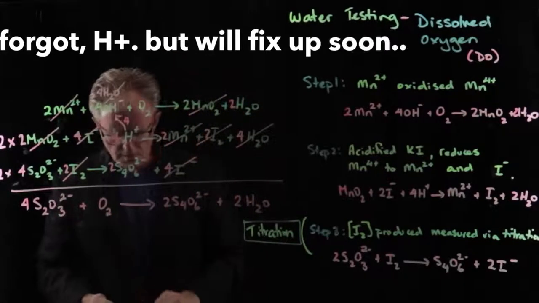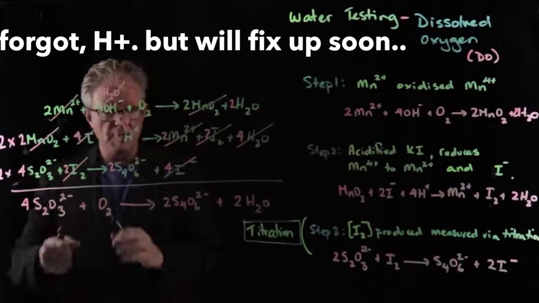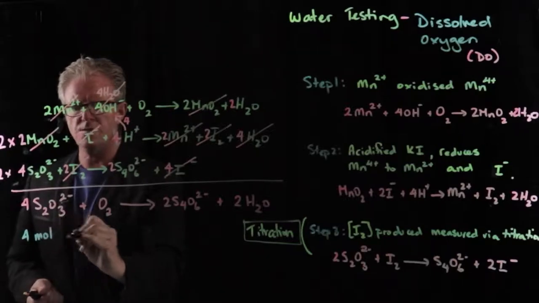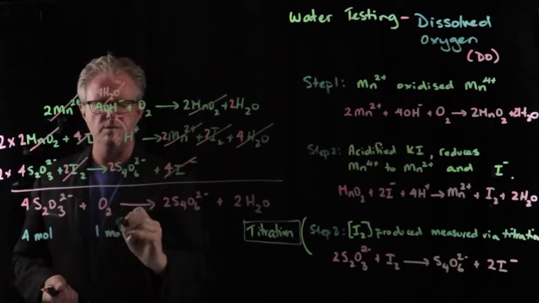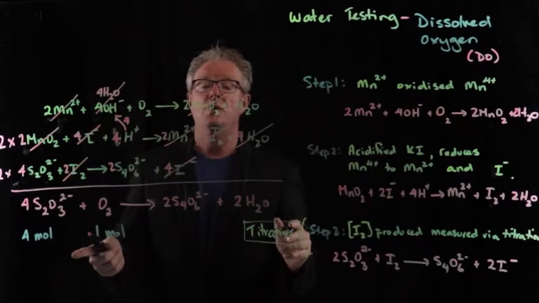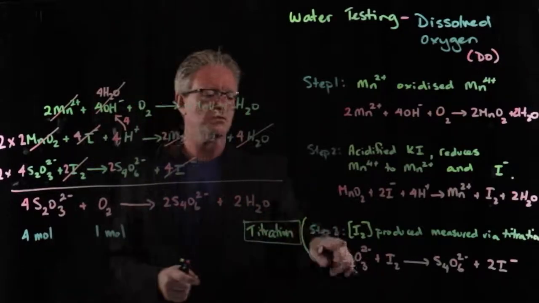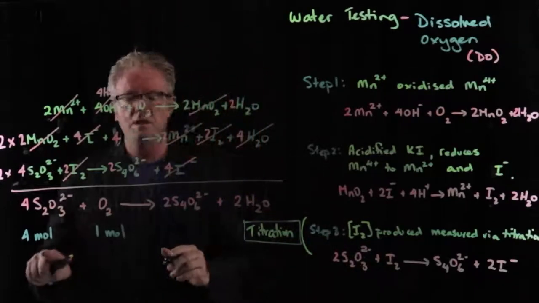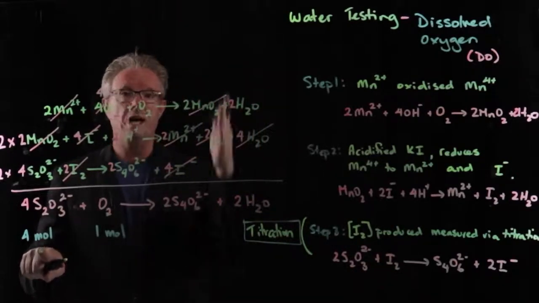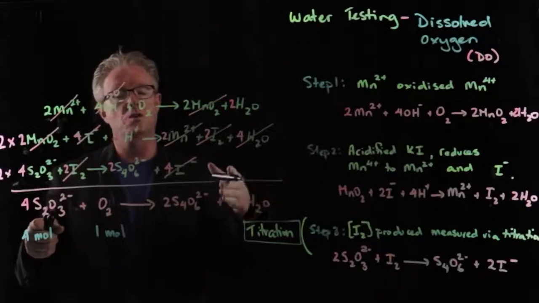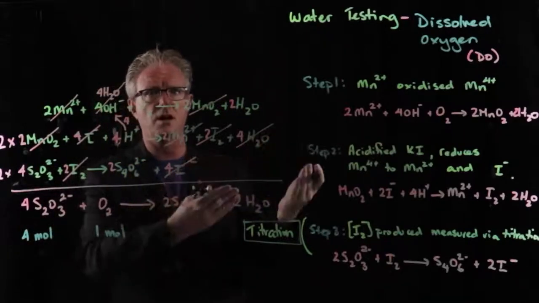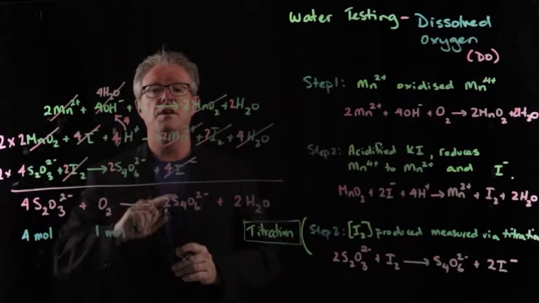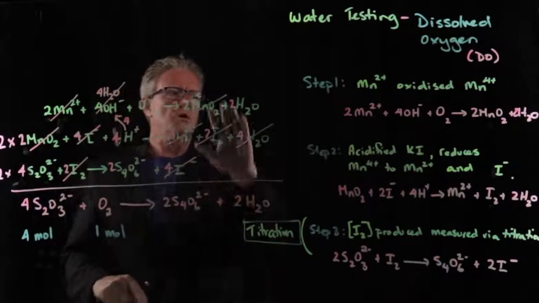Okay. So what does that tell us? Well, now that we've got this final reaction here, it says that 4 moles of thiosulfate will react with 1 mole of oxygen. So since we did our titration with thiosulfate, because remember we used thiosulfate to work out how much iodine was there, we know how much thiosulfate we add, because we know the concentration we add and the titre volume. We can work out the number of moles, which then allows us to work out the number of moles of oxygen. So I'm going to rub this out.